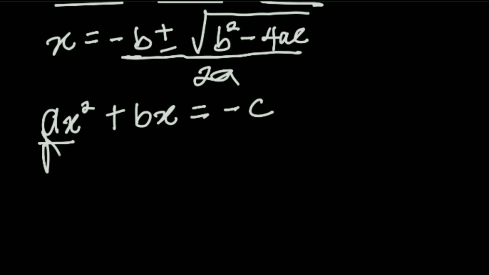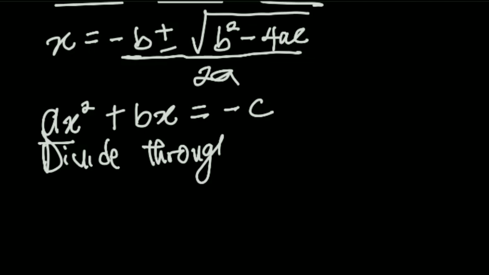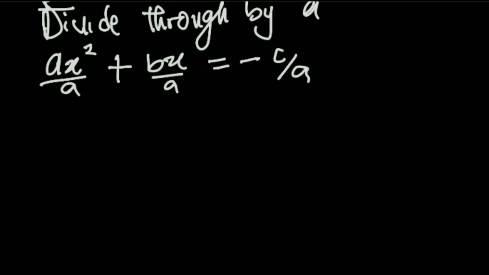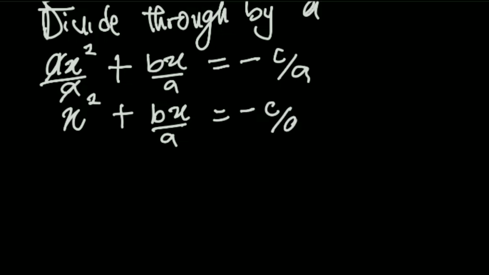So we are dividing through, we say divide through by a. And so this is ax squared over a plus bx over a equals minus c over a. When we divide this, a cancels out a, we have x squared plus bx over a equals minus c over a. At this point, we then add something.